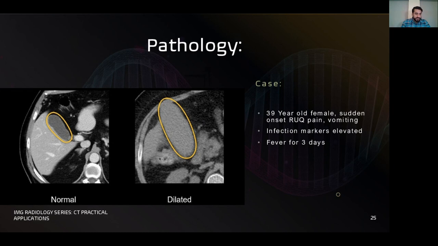And you'll see that with some other organs in a CT scan as well, like kidney. We'll come on to that in a minute. So essentially, you'll see a thickened gallbladder wall, okay? And you'll see some pericholecystic fat stranding or signs of infection.